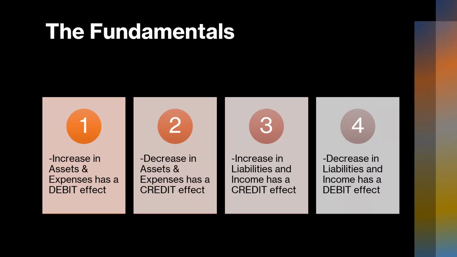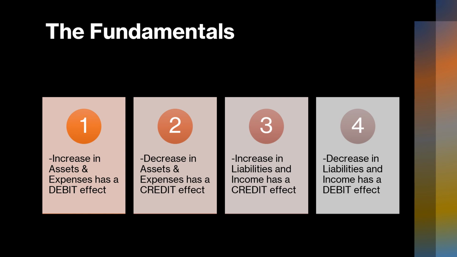Before I move forward and share with you examples of journal entries with debit and credit effects, it is important that you learn these four basic principles of double entry bookkeeping. The first principle is that an increase in assets and expenses will be debited in the books of accounts. The second principle is that a decrease in assets and expenses will be credited in the books of accounts. So you need to remember that debits and credits operate in the same manner for assets and expenses.